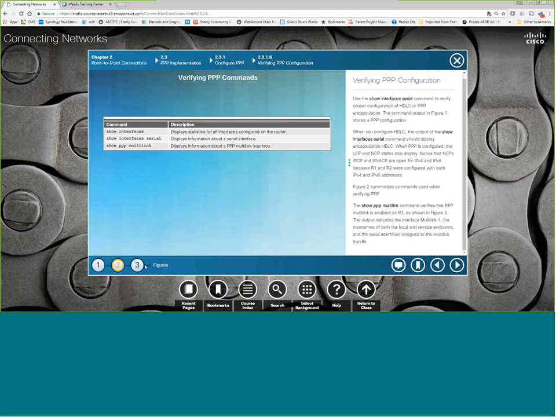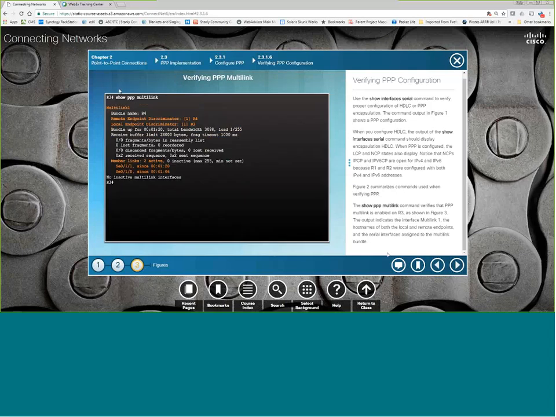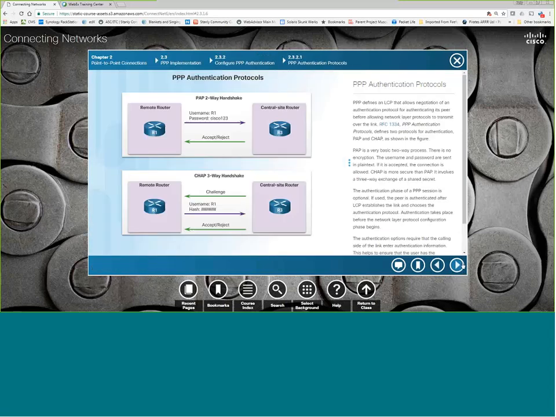So show interfaces, show interface serial, and show PPP will show you all those things, and they have you go through and see it. Show PPP multilink will show you a multilink interface, and what ports are in that multilink interface. Pretty simple, pretty neat.